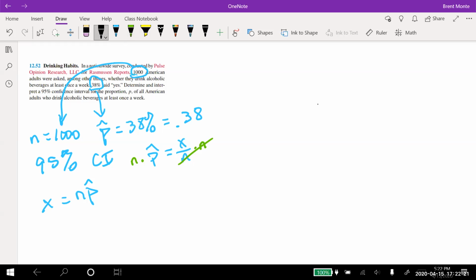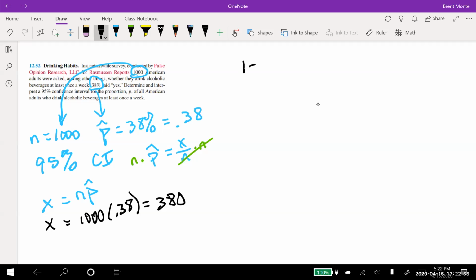So notice in this regard, my X value is N, 1,000, times P hat, which is 0.38. Well, that 1,000 makes it real easy. We just move the decimal 3 places. So my X was 380 people. That's important because we need to know what X is when we input it. The calculator can calculate that. We can tell it to calculate that. But you have to remember that it's N times P hat that will give you that value. Okay, so let's go ahead and go from there.